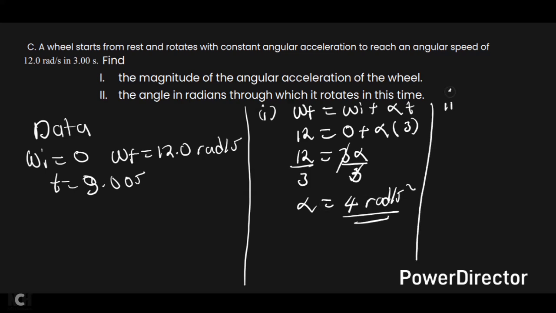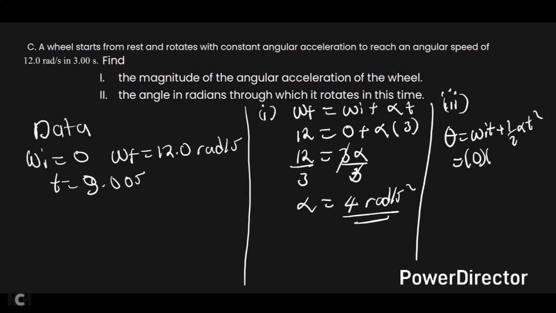How about the second question? They're asking for the angle in radians through which it rotates. So you're calculating the angle in radians through which it rotates. So theta is equal to omega initial t plus 1 over 2 alpha t squared. What's the omega initial? The omega initial, remember, is 0.